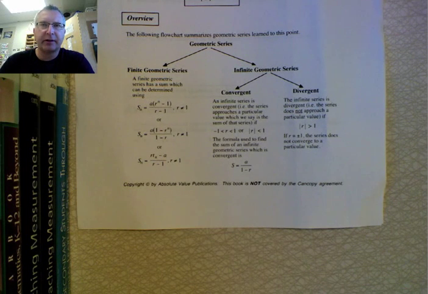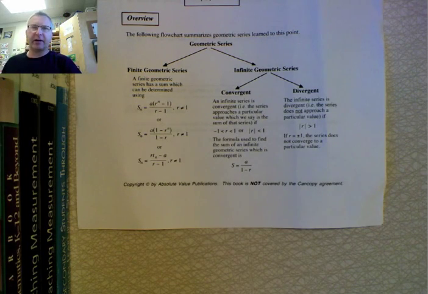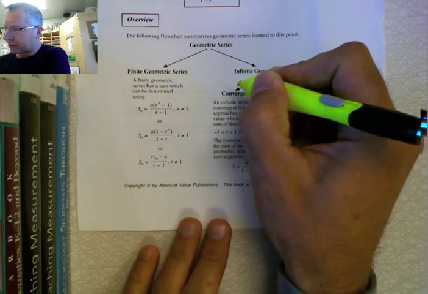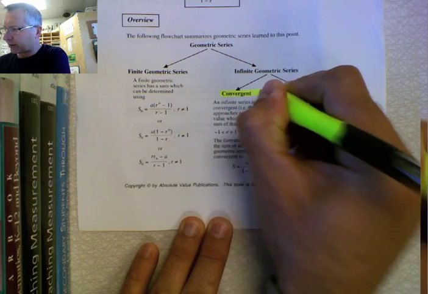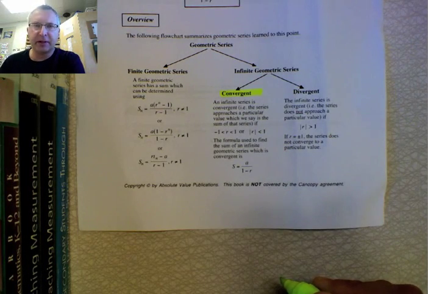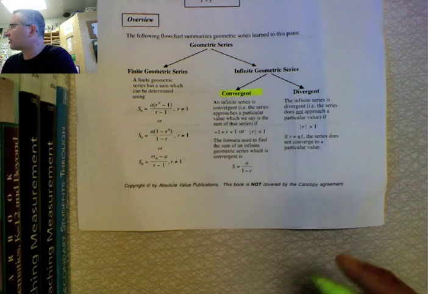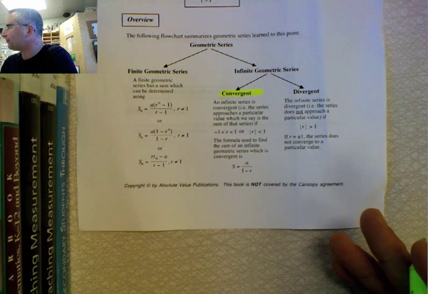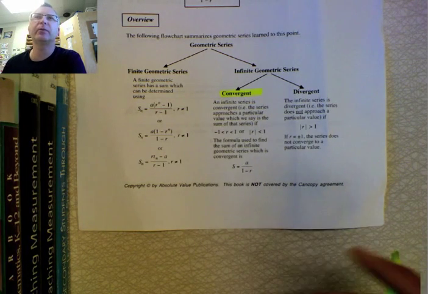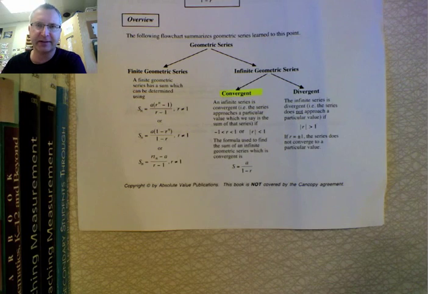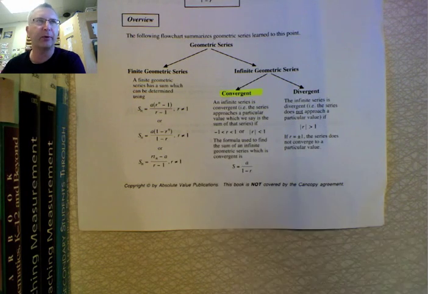So yesterday in class, we did some investigations related to infinite geometric series. And we discovered that there are two different types of infinite geometric series. There's something called a convergent series. That means the particular series approaches a fixed value. If you were to add all those terms up in that series, it would approach something like 1 or negative 1 or 0, etc.